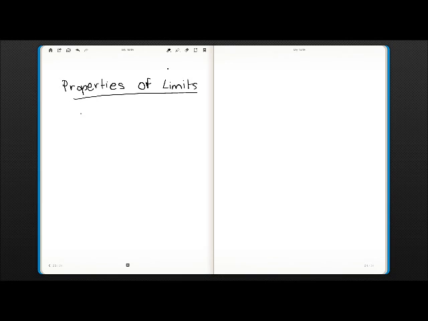This lecture is about properties of limits, as its title states, which can be helpful when solving limits for nasty, long functions. So let's look at some properties. Some of them are pretty basic, like for instance this one.